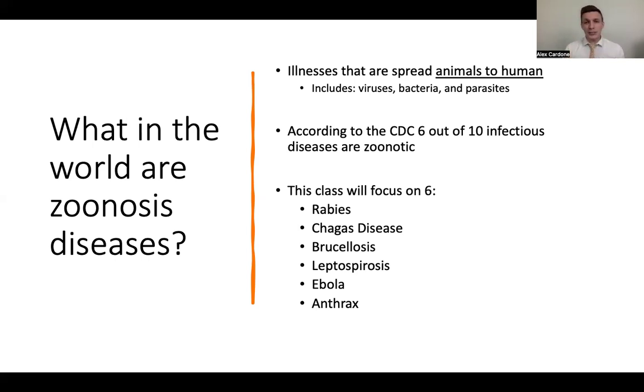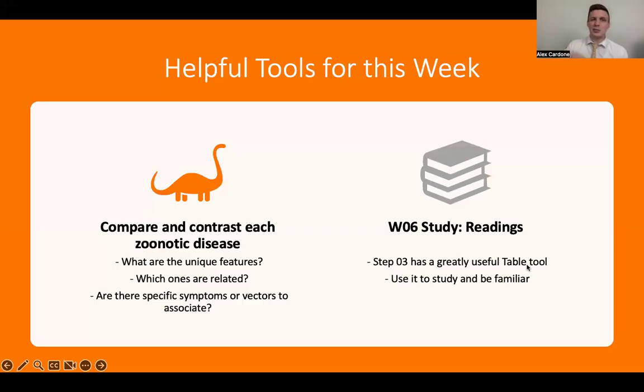The big focus items for this class will be these 6 that are highlighted here: rabies, Chagas disease, brucellosis, leptospirosis, Ebola, and anthrax. We're going to be going through some of these items and some of the relevant material. The helpful tools for this week are the week 6 study reading, specifically step 3, which has a great and useful table tool while you're studying to help condense and look at the information.